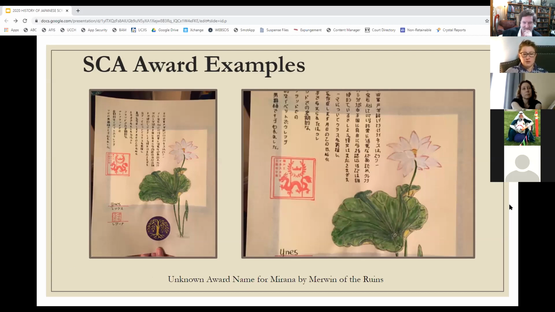This is for Nirana by Merwin of the Ruins. But it's a very nice version of a simple drawing of a lotus. Very pretty. There's a hanko, actually 2 hankos in there. 3 if you count the kingdom device in the middle there on the bottom.